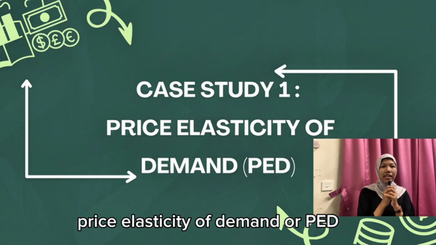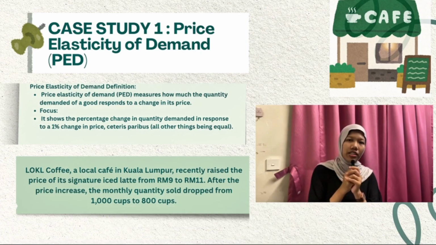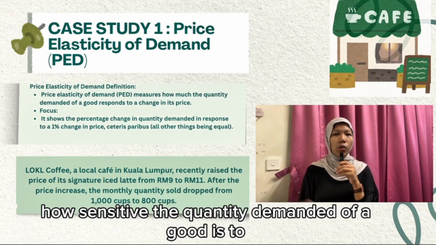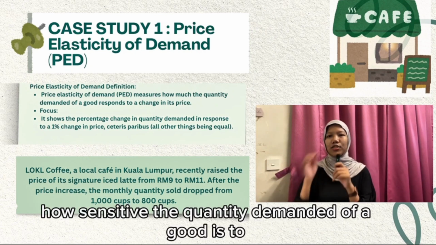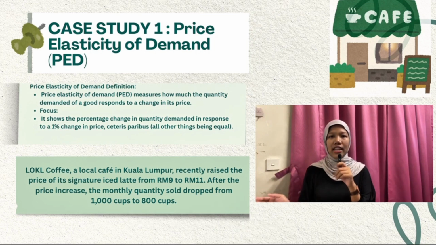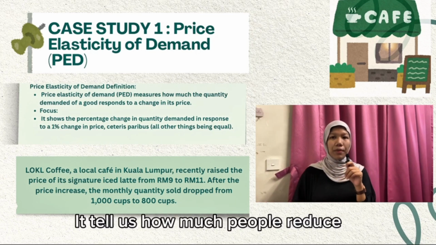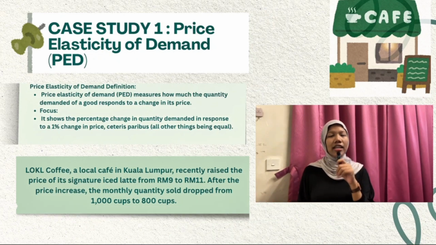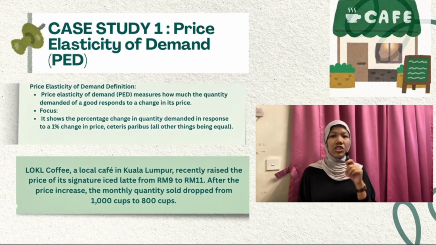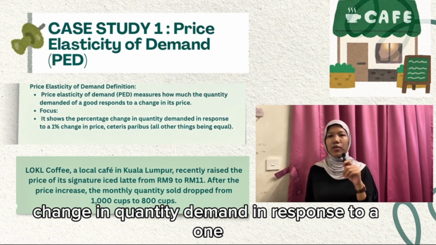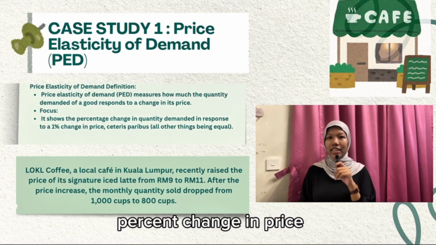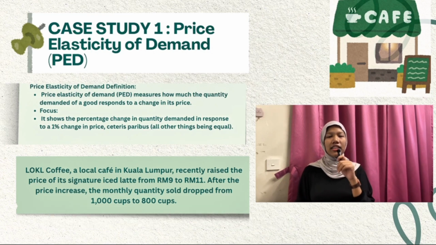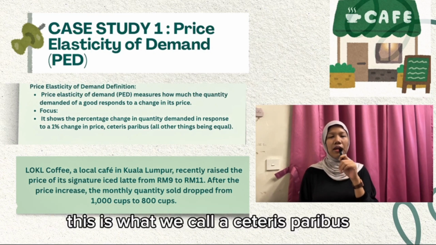Today I will be discussing case study 1, which focuses on the concept of price elasticity of demand, or PED. Let's start with the definition. Price elasticity of demand measures how sensitive the quantity demanded of a good is to a change in its price. In other words, it tells us how much people reduce or increase their purchase when the price changes. The key focus here is the percentage change in quantity demanded in response to a 1% change in price, assuming all other factors remain constant. This is what we call ceteris paribus.